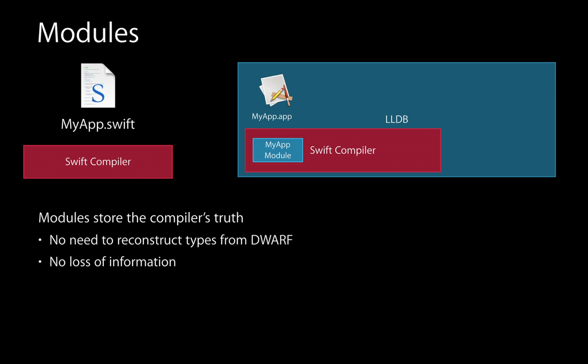So Clang has an understanding of the type system of your app. It takes that understanding, it translates it into a different format, DWARF. The debugger, lldb, then ingests that DWARF information, and it has to recreate an understanding of the type system of your app. The way lldb does that is it generates Clang types out of DWARF.